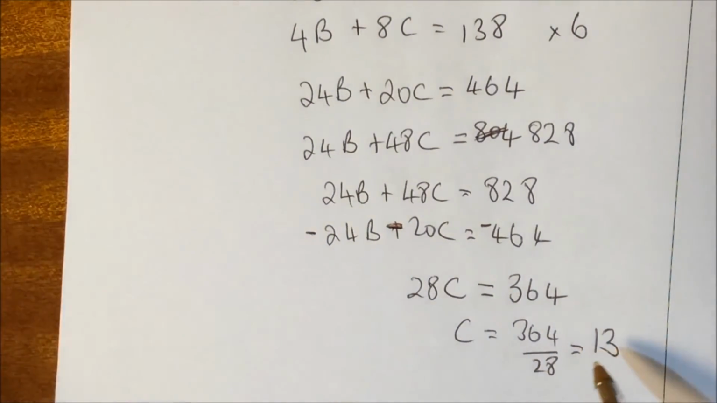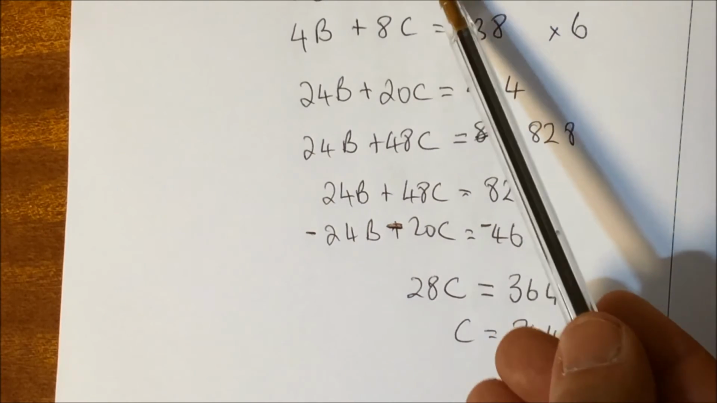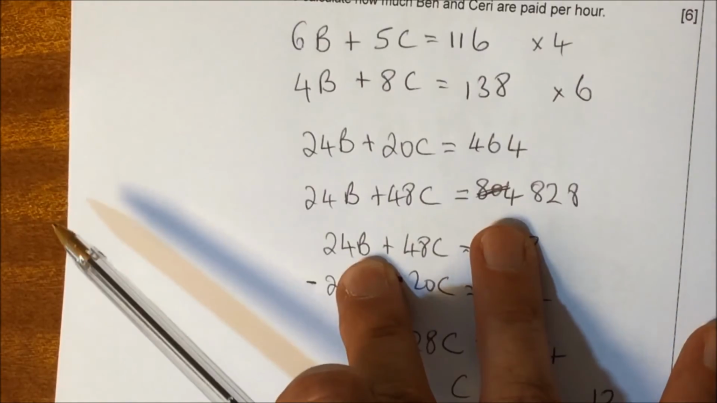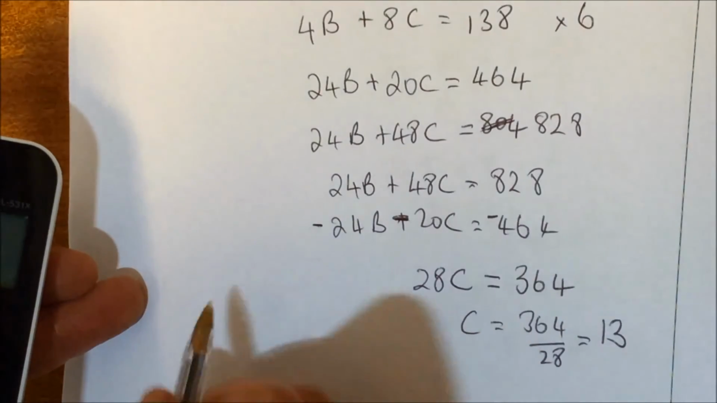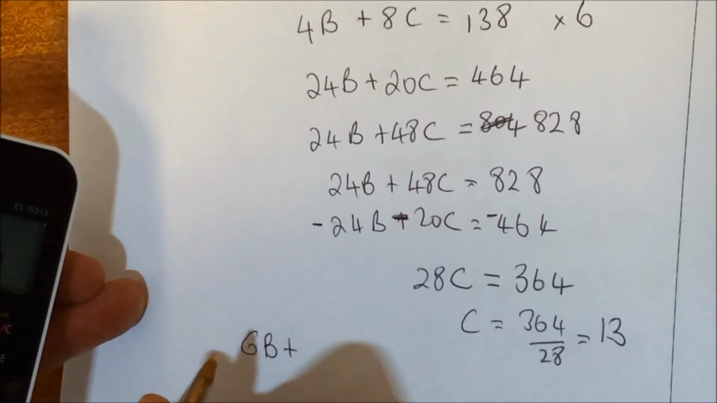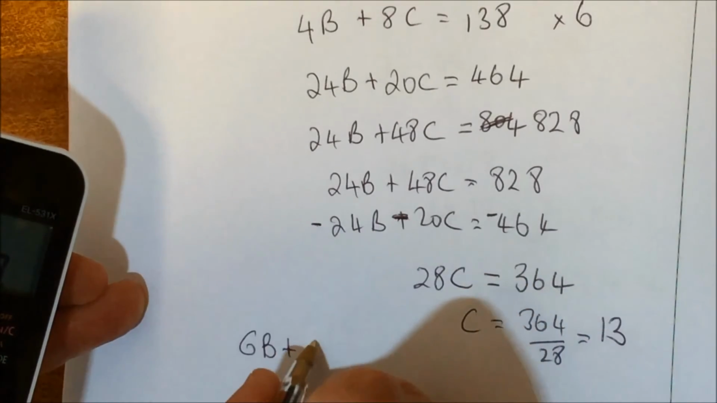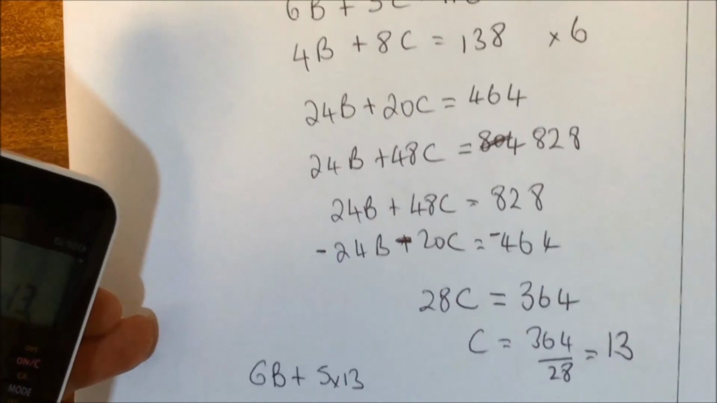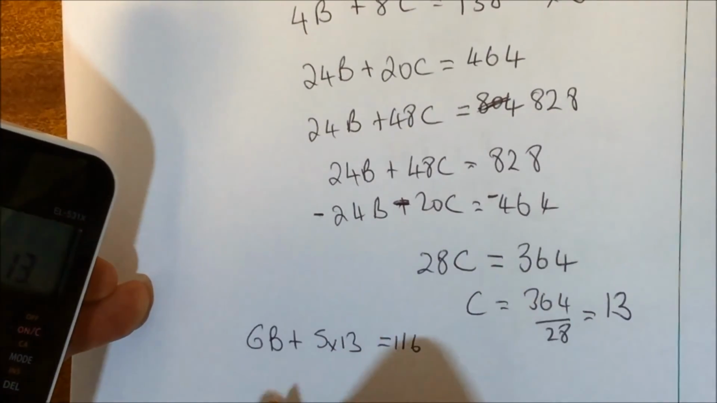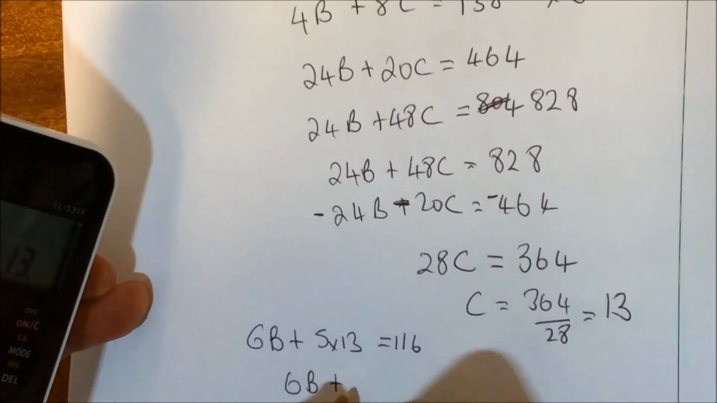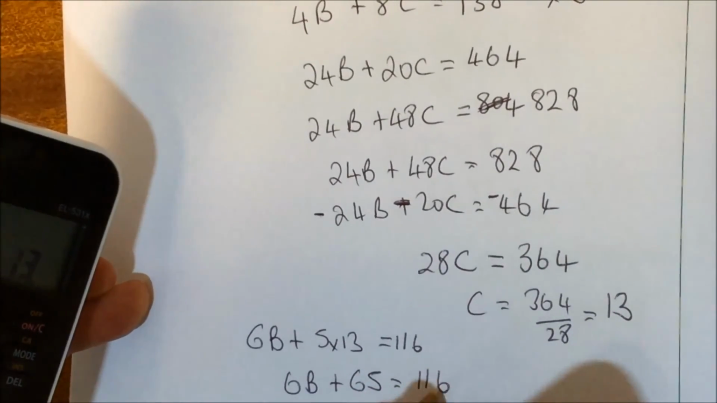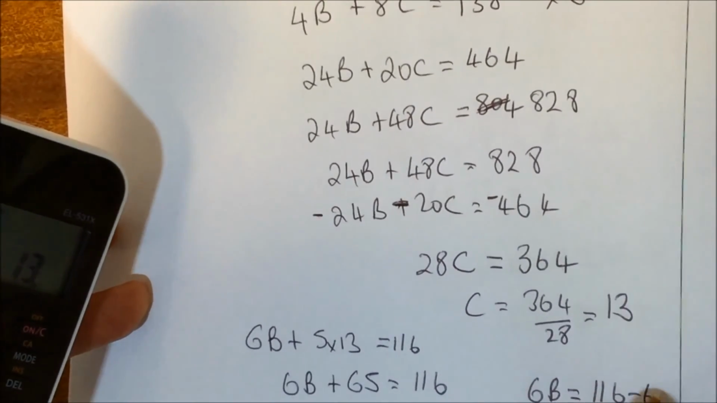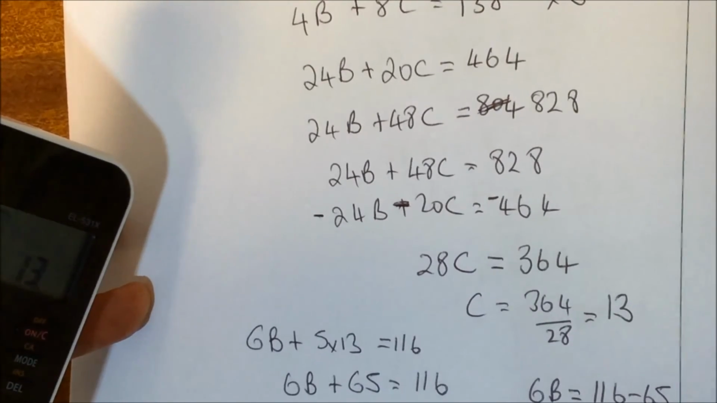Okay, once I know that Kerry's paid £13 an hour, I've actually got 4 choices of equation to go back to. Right, so let's go back to that very top one. Right, so I know the 6B plus 5 lots of C. Well, we know the C is 13, so it's 5 lots of 13, right, is equal to 116. I then just tidy this up and go 6B plus 65 is equal to 116. Right, 6B then is equal to 116 take away 65, which is 51.